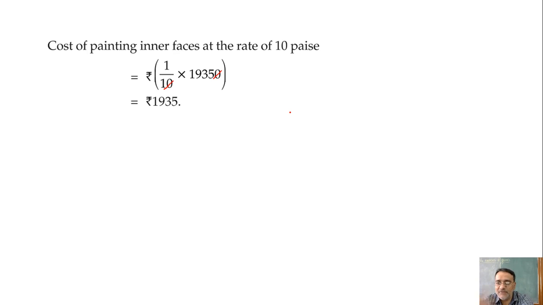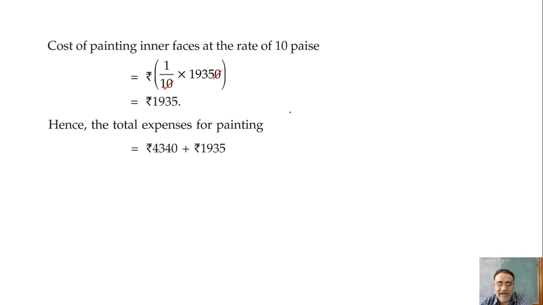So now we have to add both the costs. That is 4340 and 1935. If you add, you will get 6275, right? So this is the final answer. Any doubt? No, sir. Okay.